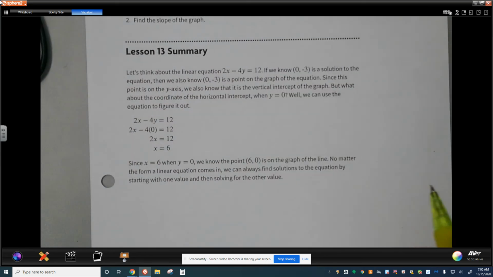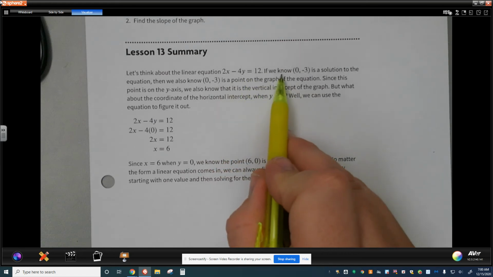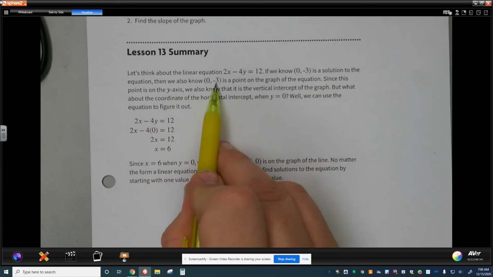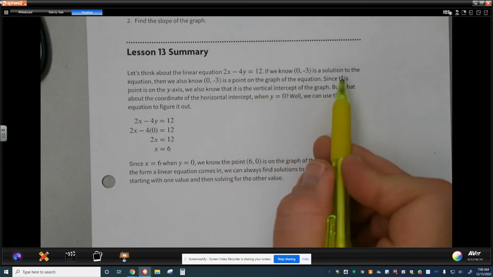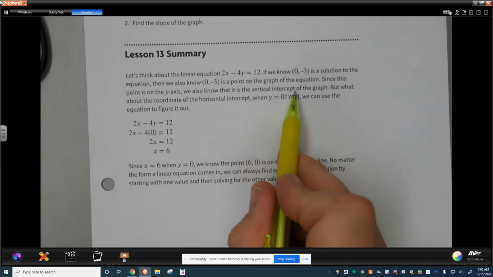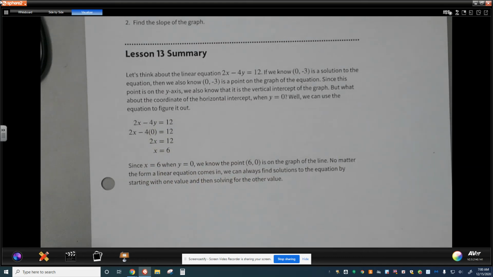When we think about an equation such as 2x minus 4y equals 12, if we know that (0, -3) is a solution to this equation, then we know that (0, -3) is a point on the graph of the equation. Since it's a point on the y-axis, we know this is a y-intercept for the graph. But what about the coordinates of the horizontal intercept? Meaning, what happens if y equals 0? Well, that means we can find the x-intercept.